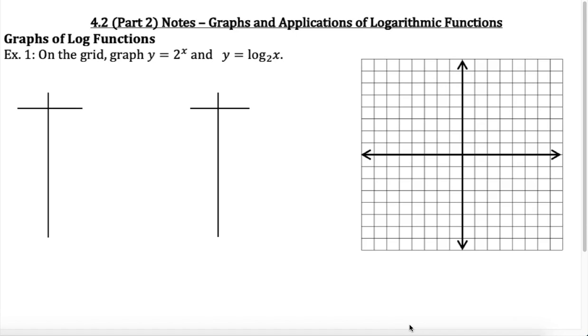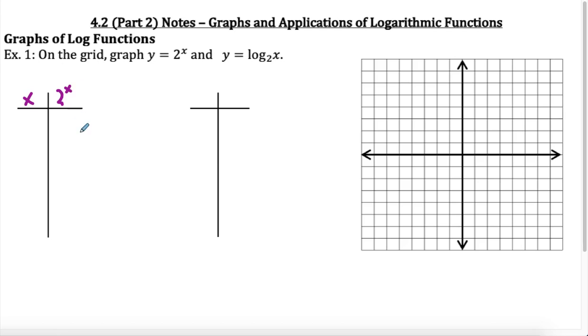All right, in the second part of 4.2, we're going to start with graphing logarithmic functions. We already mentioned in the first part that exponentials and logs are inverses of each other, right? And in 4.1, we actually talked about graphing exponentials. So let's start by reviewing that real quick. Let's graph 2 to the x.